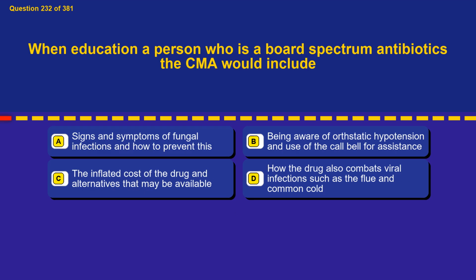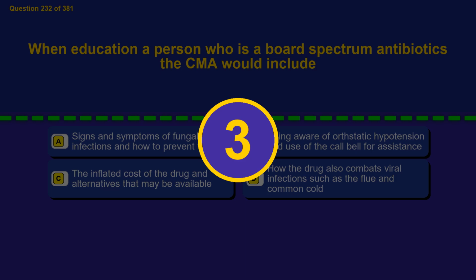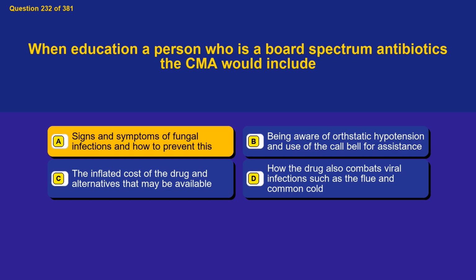Question 232. When educating a person who is on broad spectrum antibiotics, the CMA would include: option A, signs and symptoms of fungal infections and how to prevent this. Option B, being aware of orthostatic hypotension and use of the call bell for assistance. Option C, the inflated cost of the drug and alternatives that may be available. Option D, how the drug also combats viral infections such as the flu and common cold. The correct answer is option A, signs and symptoms of fungal infections and how to prevent this.